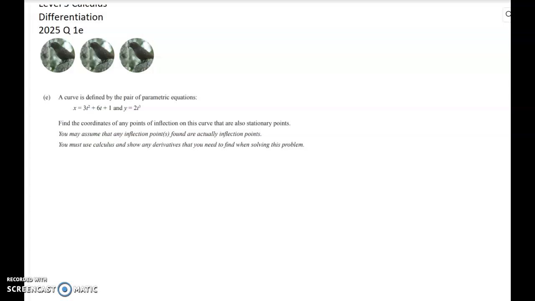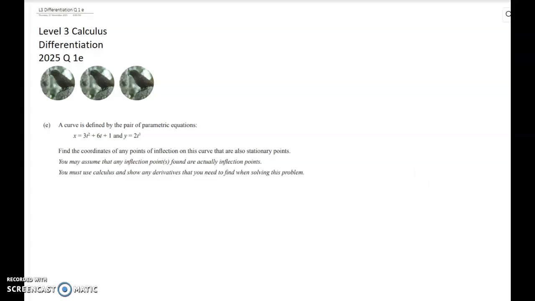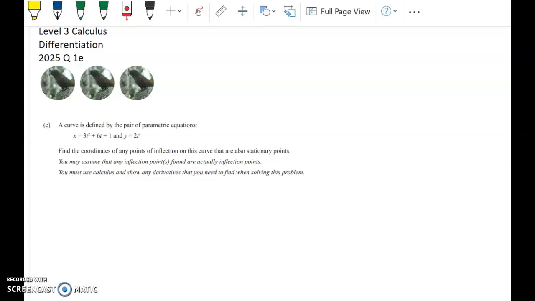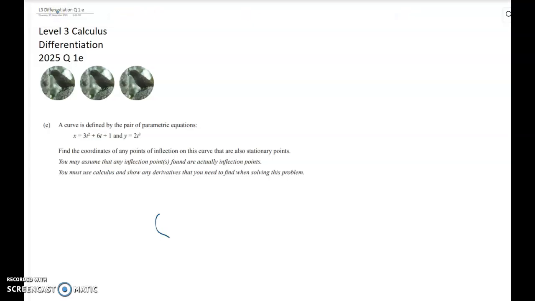Kia ora koutou, this is question 1e from this year's Level 3 Calculus exam. It's a parametric equations question and it involves finding the second derivative, which is pretty common, and then there's just a little twist at the end. So let's have a look.